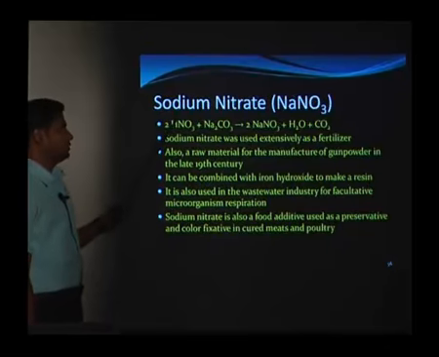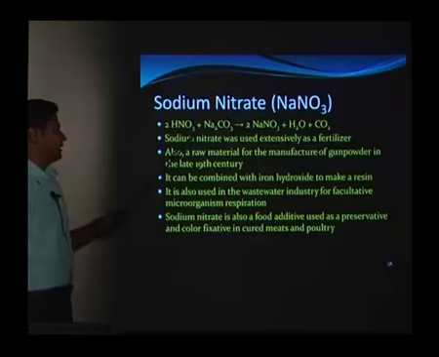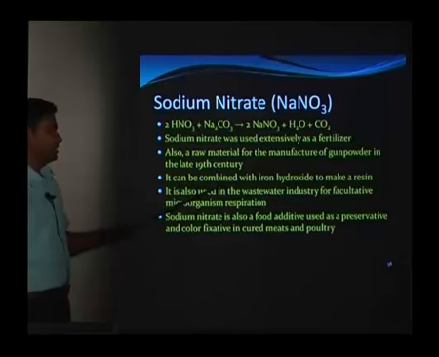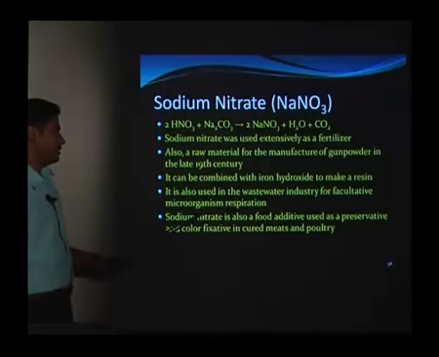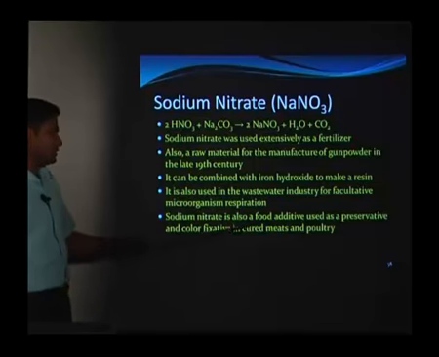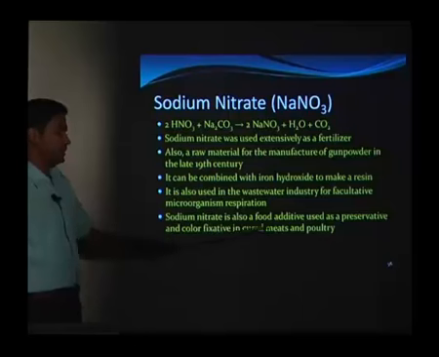The next one is sodium nitrate, NaNO3. So it was used extensively as a fertilizer initially and also as a raw material for the manufacture of the gunpowder in late 19th century. It can be combined with iron hydroxide to make resin and also used in the wastewater industry for facultative microorganism respiration. Then it is also used as a food additive, used as a preservative and color fixative in cured meats and the poultry industry.